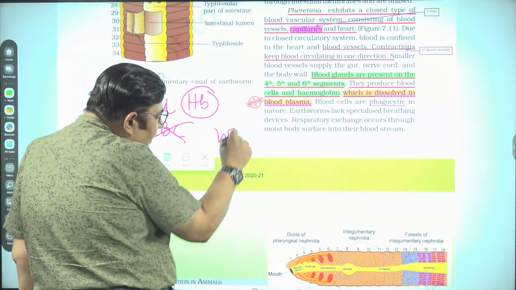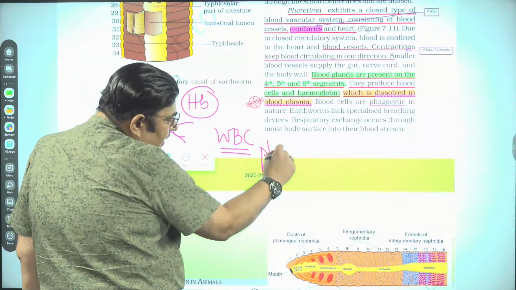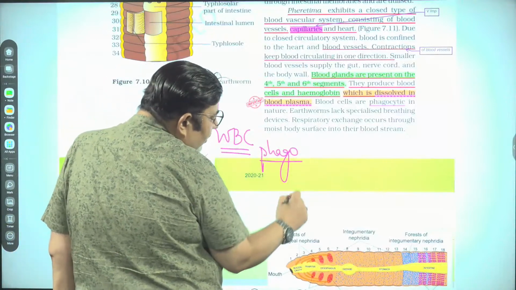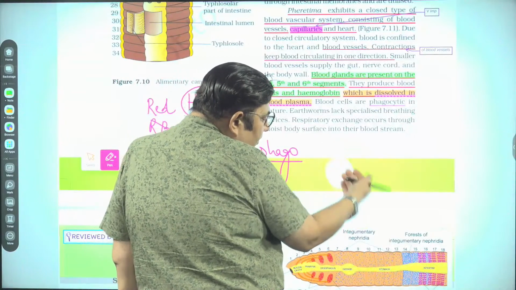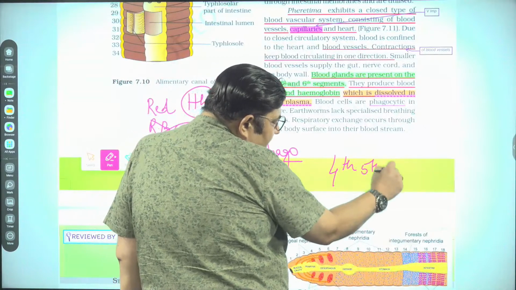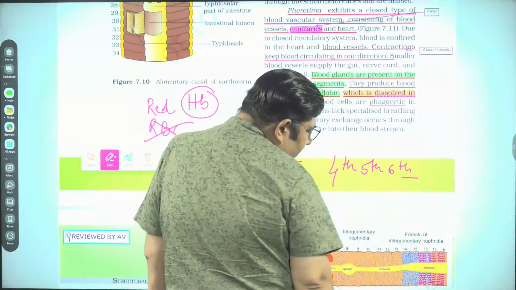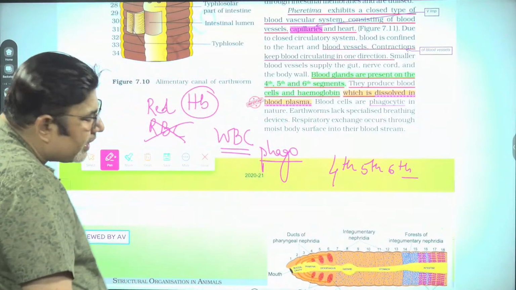So which cells are present? WBCs are present. Phagocytic cells are present. Where are these phagocytic cells synthesized and formed? They are formed in the blood glands. Where are the blood glands? In the 4th, 5th, and 6th segments. One pair of blood glands is in each of segments 4, 5, and 6.